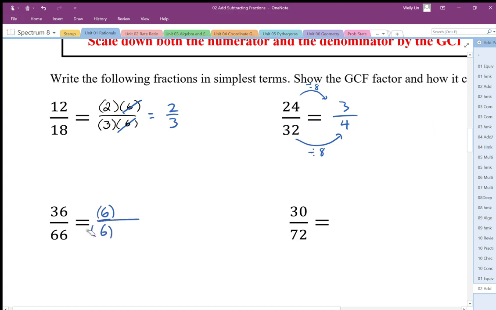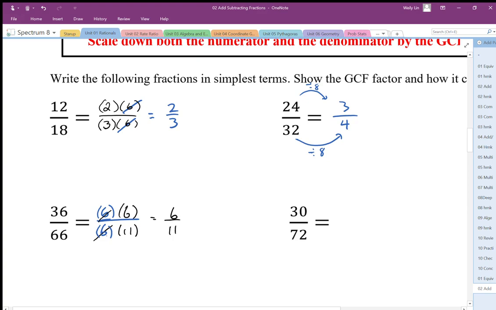Okay, and then it's going to be 6 times 6. Okay, it's going to be 6 times 11. Those times 6 divide 6. Remember, times on top, divide on bottom. Times and divide undo each other. So we're just left with 6/11.